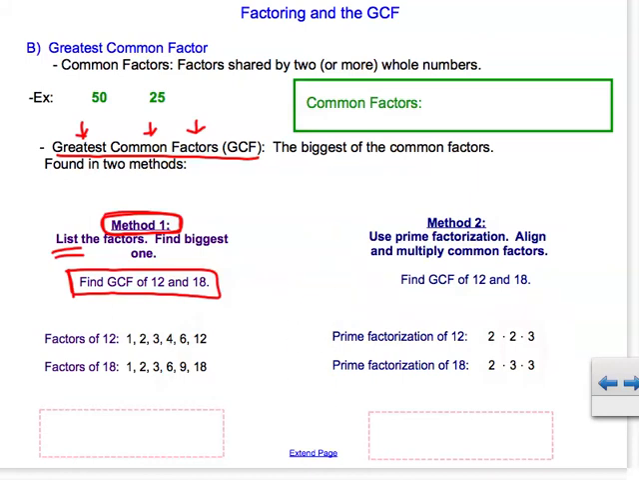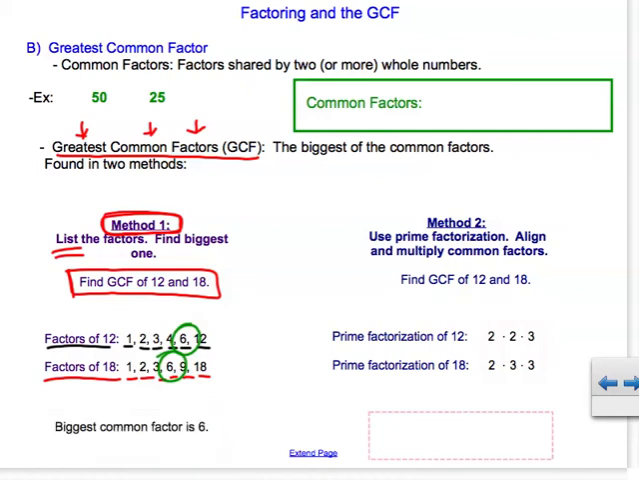So I generally list. I list 1 and 12 are factors of 12. I list 2 and 6. I list 3 and 4. Okay, it's easy to list them as little matches that multiply together. 18 is 1 and 18, 2 and 9, 3 and 6. What is the largest one you guys see? It is 6. Okay, it's the greatest common factor. The biggest common factor, the greatest common factor is 6.